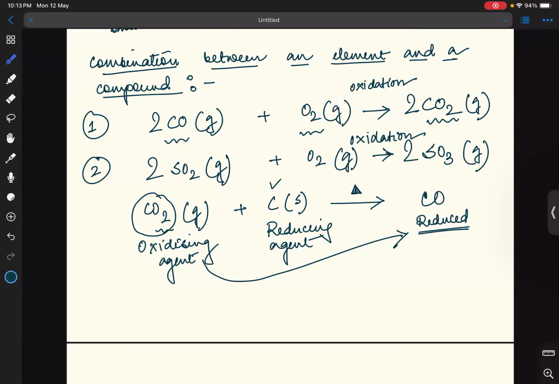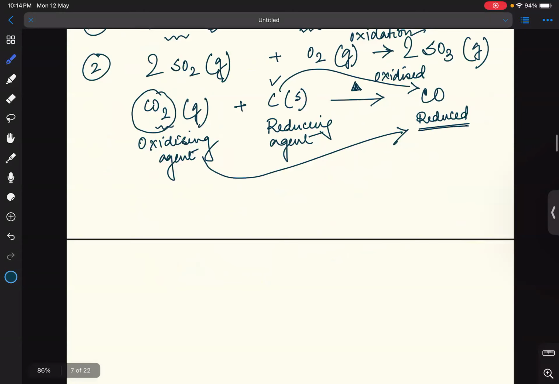So carbon over here will itself get oxidized to carbon monoxide. So at the same time that carbon is behaving as a reducing agent, it is taking away oxygen from carbon dioxide and reducing carbon dioxide to carbon monoxide. Itself, it gains that oxygen and gets oxidized to carbon monoxide. And carbon dioxide, by giving away oxygen to carbon, itself gets reduced to carbon monoxide. So it is the relation between combination and oxidation. Combination and oxidation. Okay?